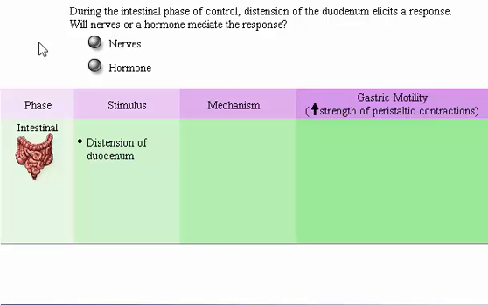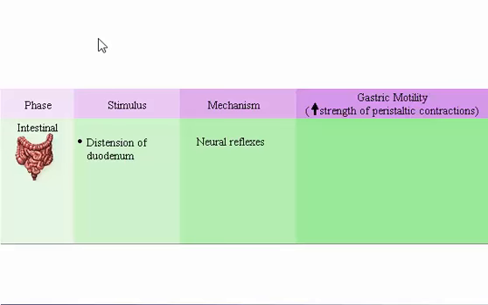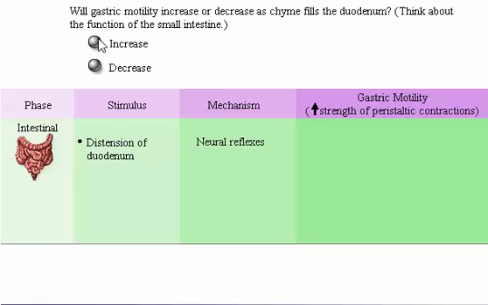During the intestinal phase of control, distension of the duodenum elicits a response. Will nerves or a hormone mediate the response? Stretching the intestinal wall activates nerves. Will gastric motility increase or decrease as chyme fills the duodenum? Think about the function of the small intestine.